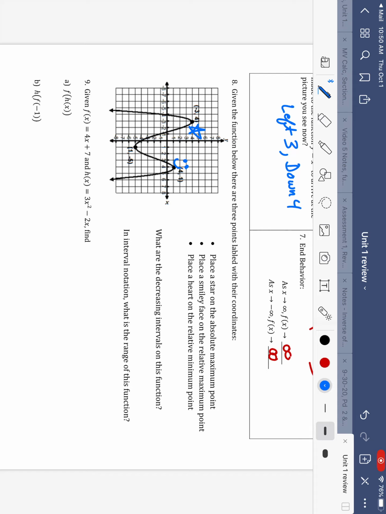And the relative minimum point is this other one. We're going to put a heart on that one because that is a low place for its area, but it's not the lowest on the whole graph because the graph has to go down forever.